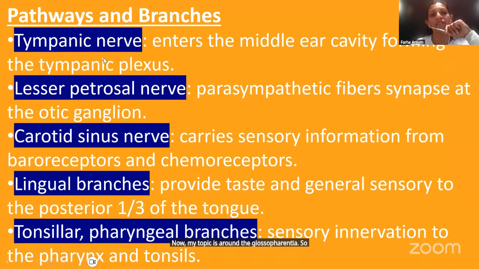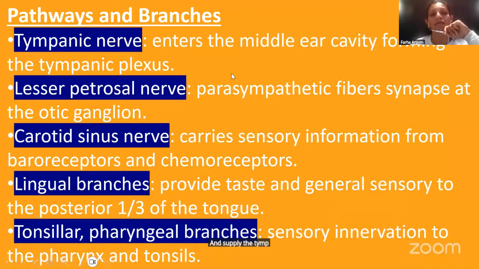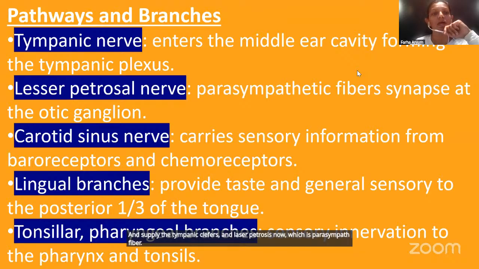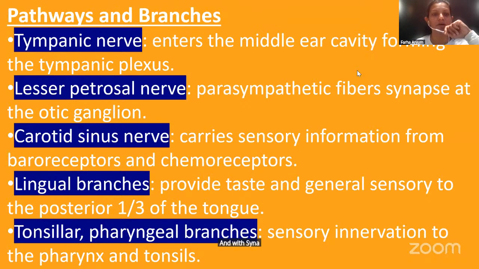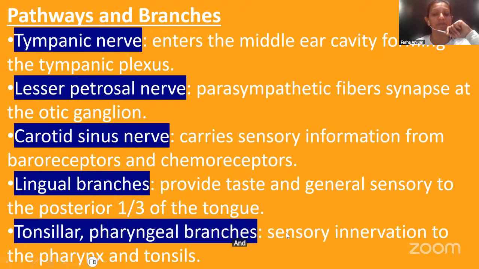The pathway includes the tympanic nerve, which enters the middle ear cavity and supplies the tympanic plexus, and the lesser petrosal nerve, which carries parasympathetic fibers and synapses at the otic ganglion. The carotid sinus nerve carries sensory information from the baroreceptors and chemoreceptors. The lingual branch provides taste and general sensation to the posterior third of the tongue. The tonsillar and pharyngeal branches provide sensory innervation to the pharynx and the tonsil.